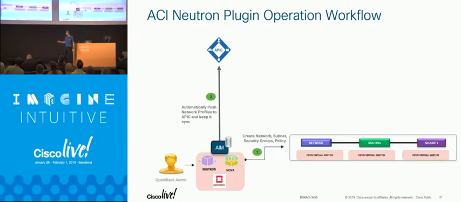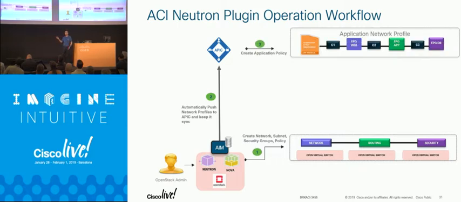So the moment the OpenStack administrator creates things like Neutron networks, Neutron routers, and Neutron security groups, those will be created as RESTful API calls, as objects in ACI. We'll see the mapping in a couple of slides. By the end of the day, there are going to be things like endpoint groups, contracts, and bridge domains created on the ACI side.